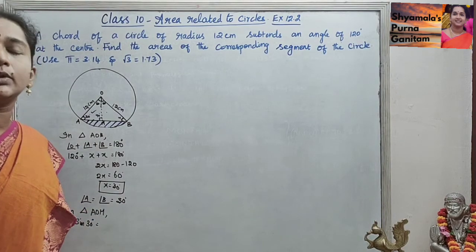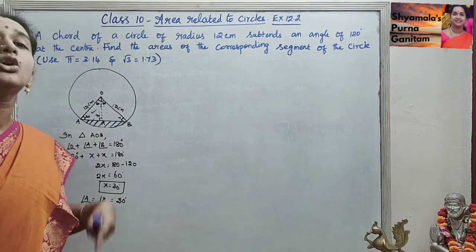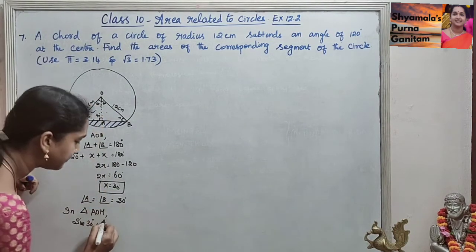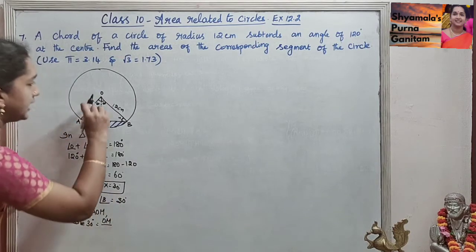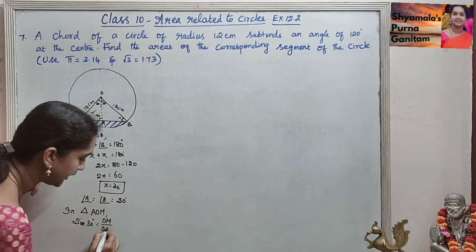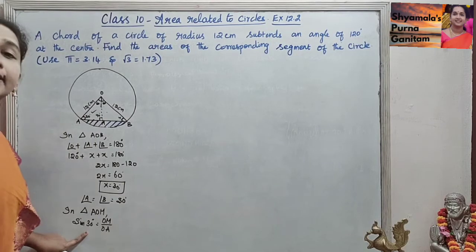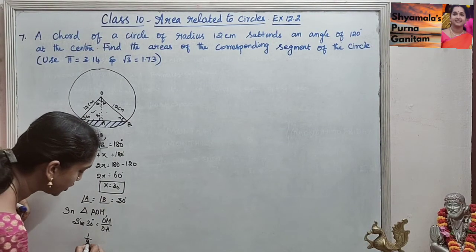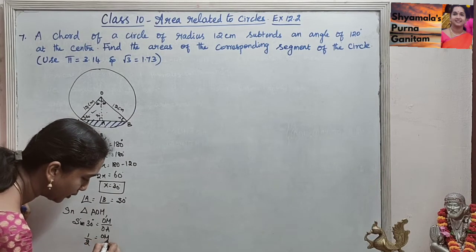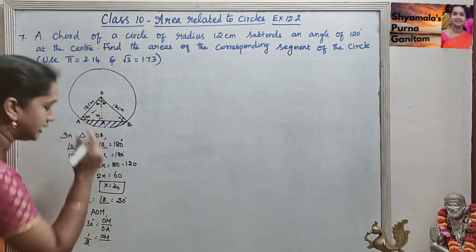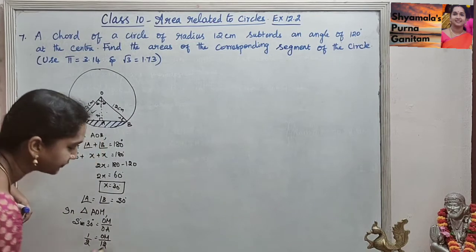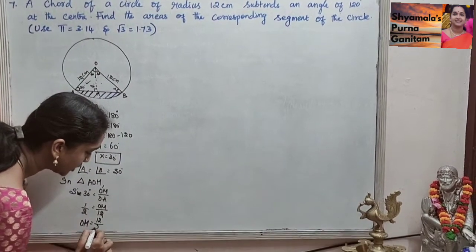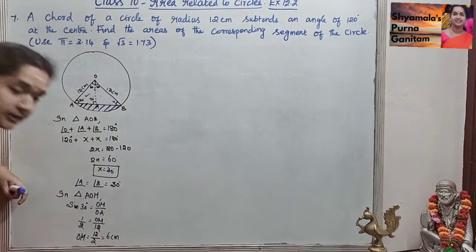Sine theta is equal to opposite by hypotenuse. So the opposite side for 30 degrees is OM. So OM by hypotenuse OA. We know the value for sine 30 is 1 by 2. So 1 by 2 is equal to OM, which we don't know, by OA, that is hypotenuse, 12. So the height, that is OM, will be 12 by 2, which is equal to 6 centimeter.